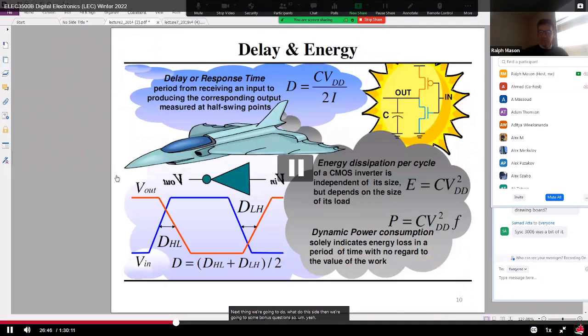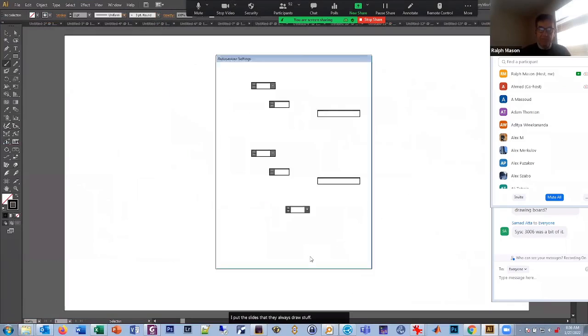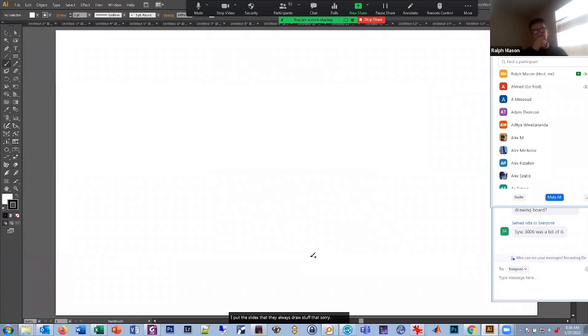Yeah, I can draw the tree. No, I put these slides up. I always draw stuff. That's all right. Let's see.